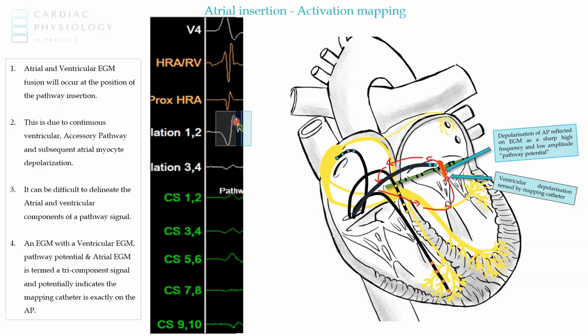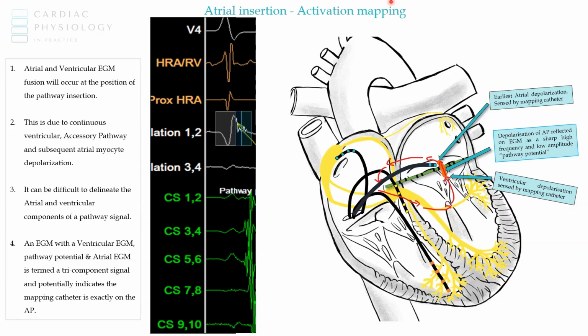And that's probably this here, this tiny uptick and straight down probably represents a pathway potential or pathway depolarization. And then immediately after the pathway depolarization, you're going to see atrial depolarization. And that's also going to be sensed by the ablation catheter because the ablation catheter is sitting in the atrium on the annulus. And so you're going to detect atrial depolarization occur immediately after.